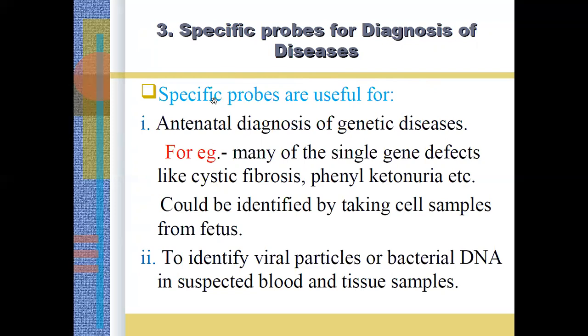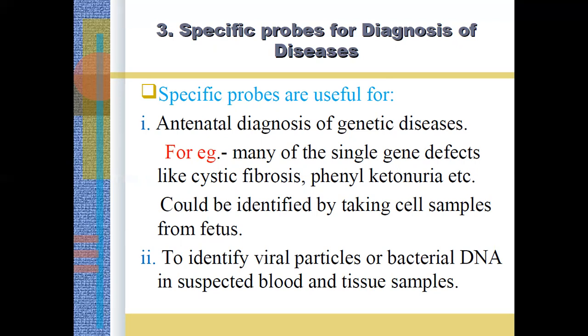For example, specific probes are useful for the antenatal diagnosis of genetic diseases. There are many diseases which are caused due to a defect in a single gene. If a single gene present in a genome gets defective, it may lead to a disease that may be deleterious for an organism. A few examples are cystic fibrosis and phenylketonuria.